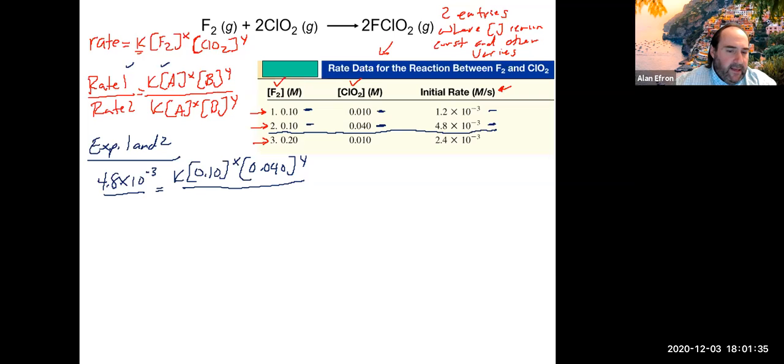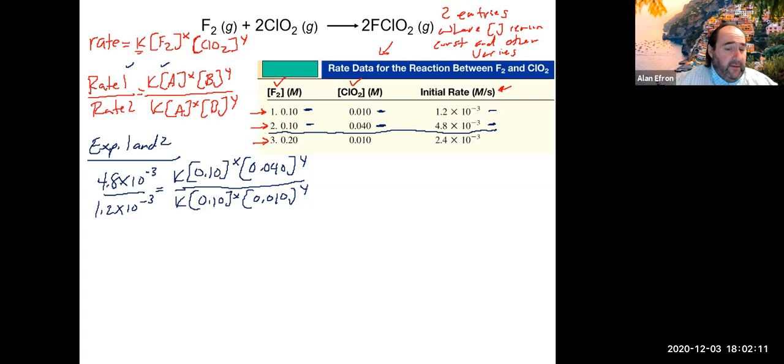So everything that I just put up on top all came from the second entry in this table. We're then going to put everything from entry number 1 on the bottom. So we got 1.2 times 10 to the minus 3 on the bottom. We have K. Concentration of F2 in experiment number 1 was 0.1. Concentration of ClO2 was 0.01. And again, everything on top is from experiment 2, everything on the bottom is from experiment number 1. Any questions on that so far?